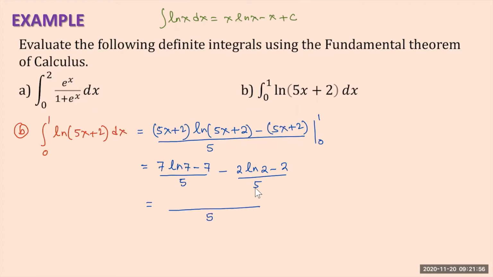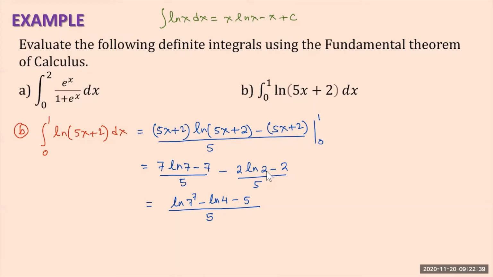Numerator will be 7 log 7, which can be written as log 7 raised to 7. Then minus 2 log 2, which will be log 2 squared, which is the same as natural log 4. And over here we have minus 7. When I distribute this negative sign, it will be plus 2. Negative 7 plus 2 is negative 5. So it becomes natural log of 7 raised to 7 minus natural log of 4 minus 5, over 5.